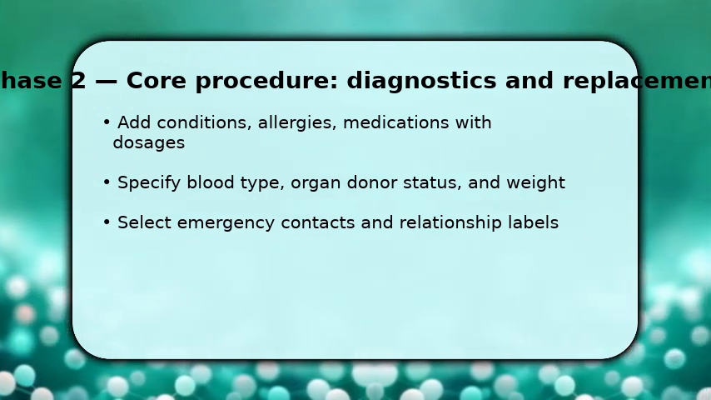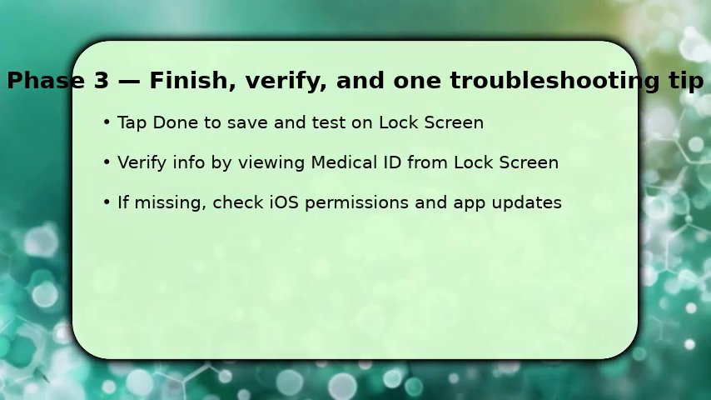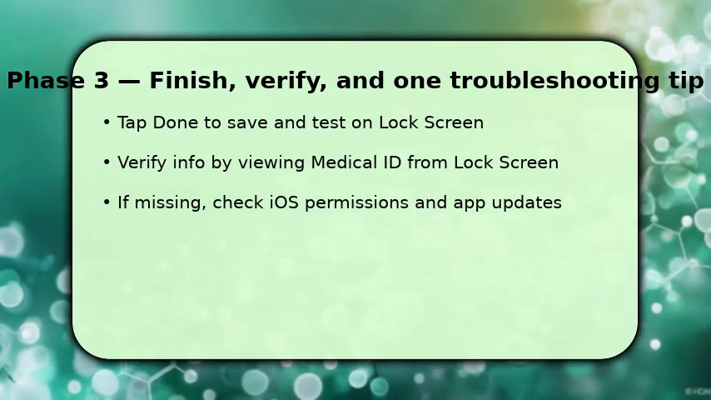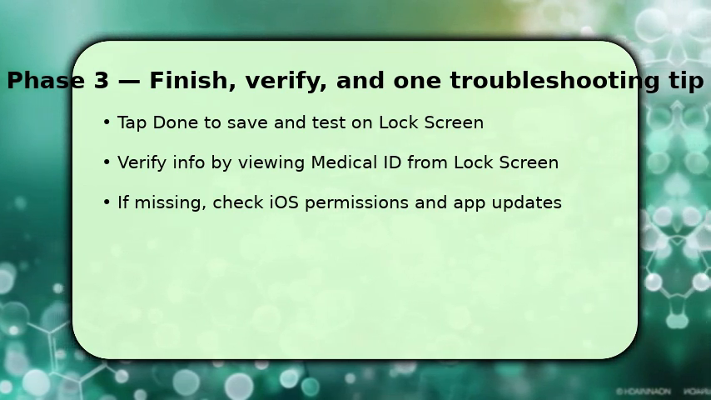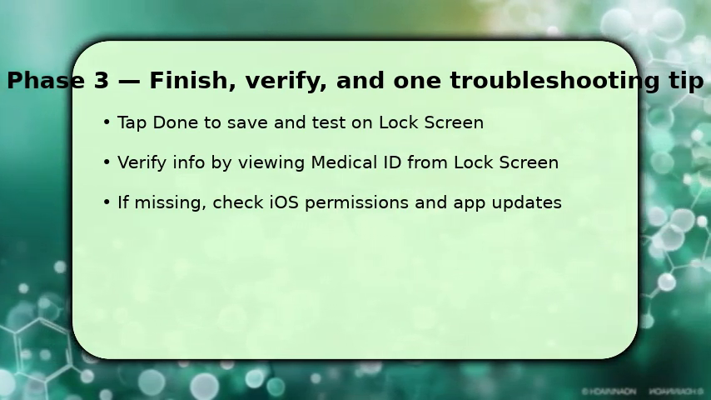Finally, tap Done to save your medical ID and test it from the lock screen. Swipe up or press Emergency, then Medical ID to confirm visibility. Once confirmed, make sure emergency contacts receive consent to be contacted.